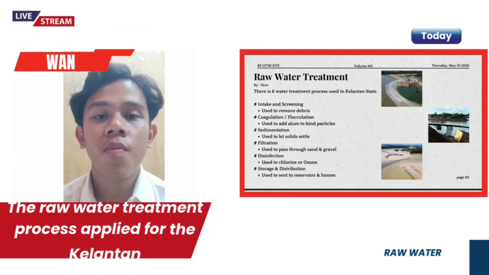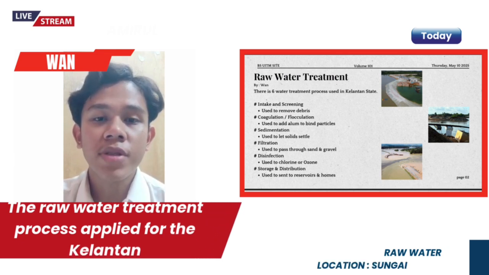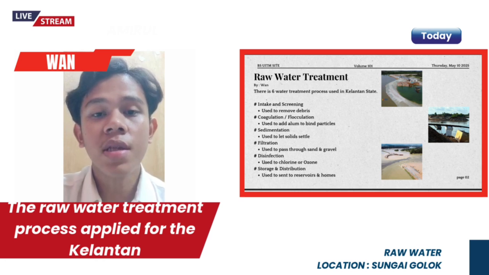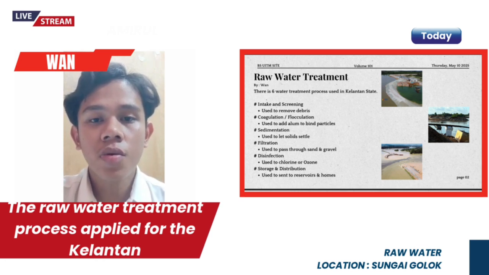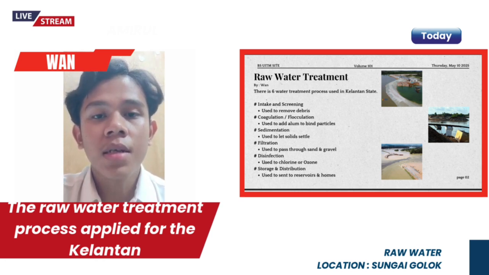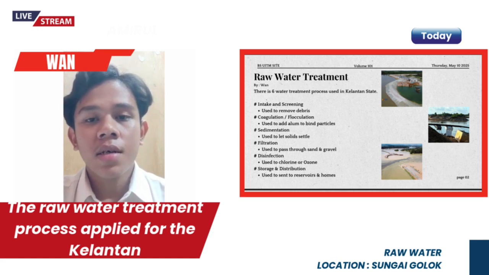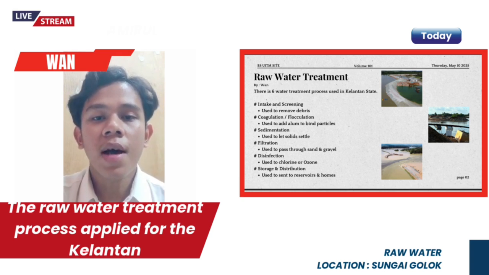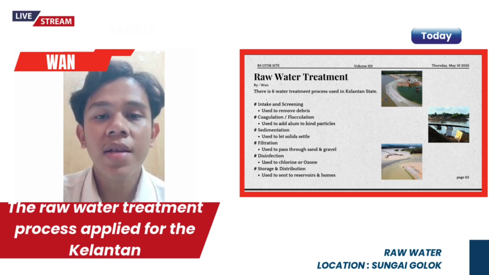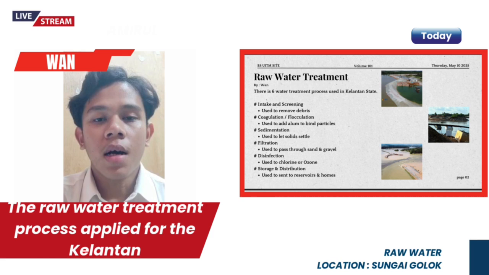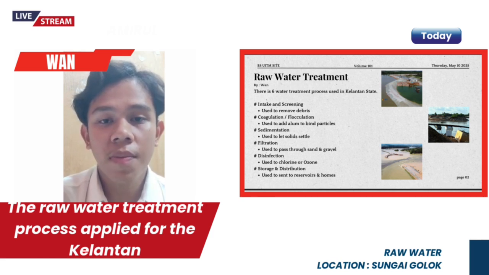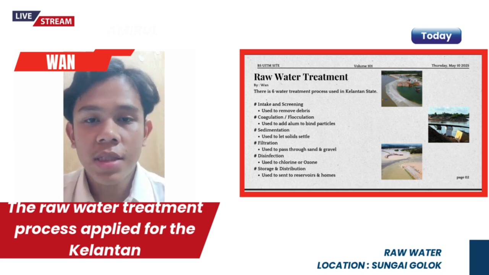Okay, there are 6 raw water treatment processes in Kelantan. First, we have intake and screening. Intake and screening is used to remove debris from the water. The second one is coagulation. Coagulation is a process of adding alum to the water for binding particles. Third one is sedimentation. Sedimentation is a process that lets the solids settle.